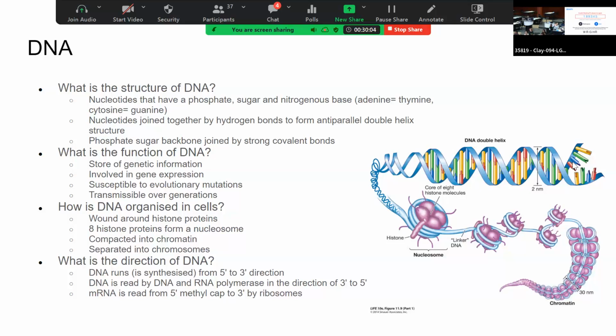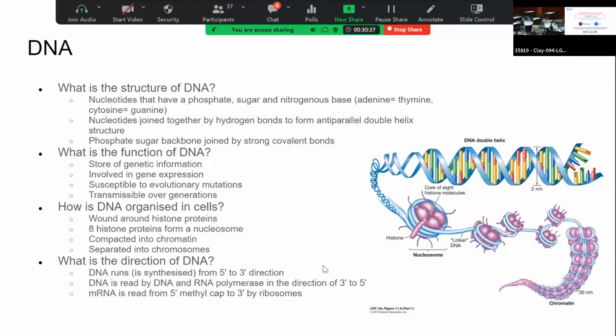Okay, so just focusing on this diagram here. We have 4 different bases. You should know adenine pairs with thymine, cytosine pairs with guanine, and they are joined together by hydrogen bonds, forming this anti-parallel double helix structure. And then it rolls around these histones here. A group of 8 of them forms a nucleosome. They get more and more compressed, form chromatin, and then eventually form your chromosomes as well.